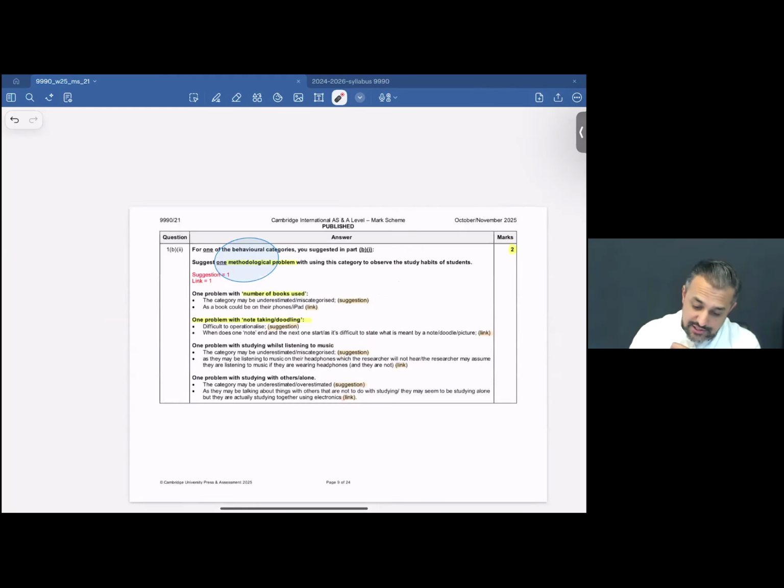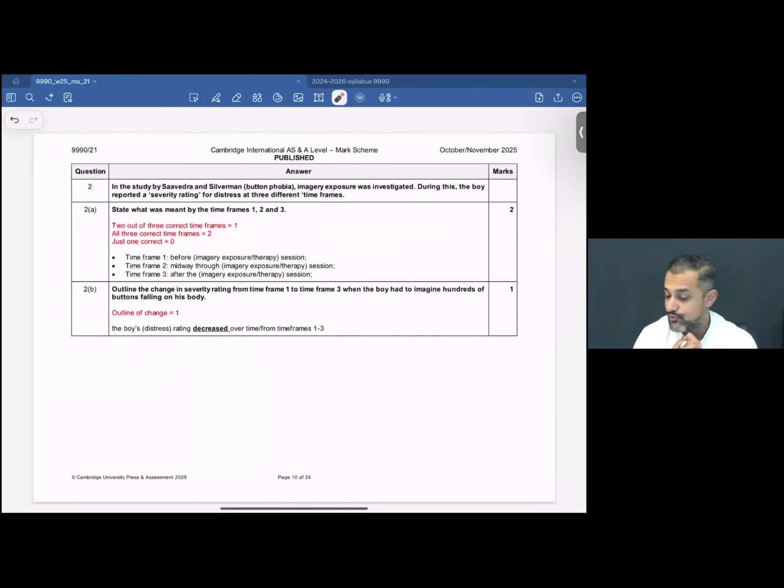Now let's take this ahead. Bismillah ar-Rahman ar-Rahim. Let's move on to the second question. So the first question that we had over here was of 5 marks. And let's quickly move on to the second question. The second question, in the study by Savard and Silverman.